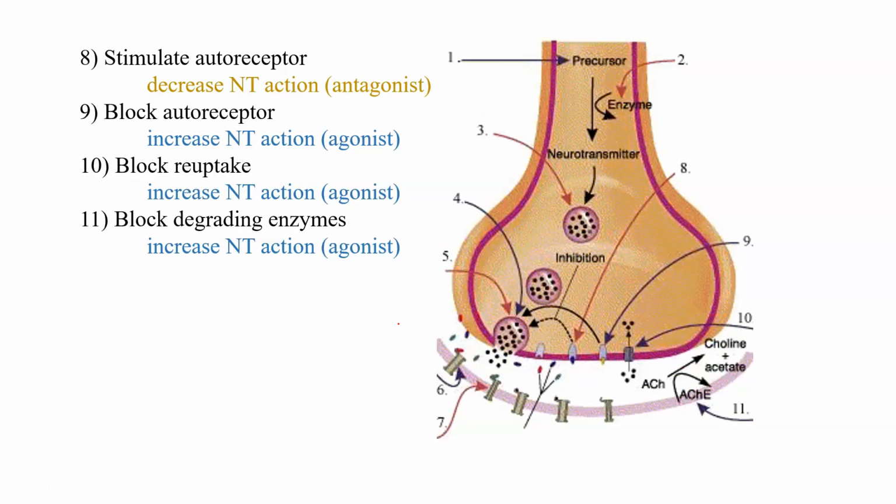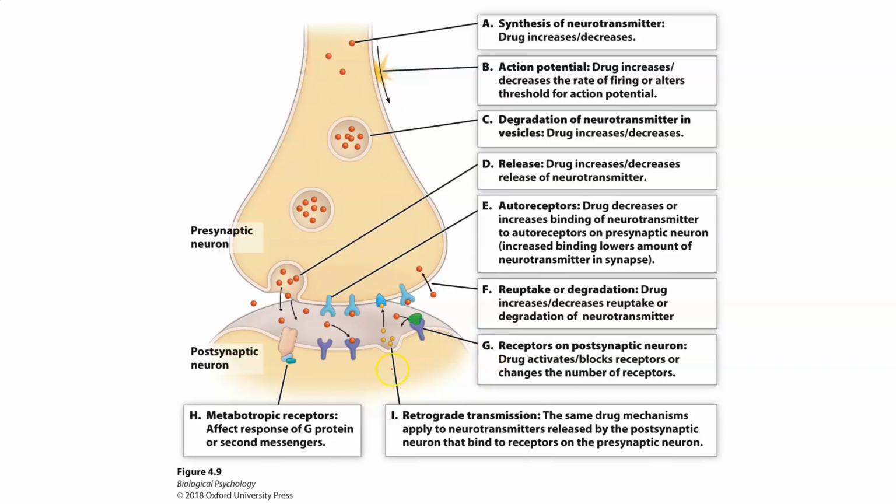So if this was a little bit hard to understand, I would go back and rewatch and try to make sense of what is happening if we create a drug that does each of these scenarios that I described, to explain why it is an agonist or antagonist. So it's really important that you understand what each of these steps is doing so that you can understand why actions at these 6 steps can either increase or decrease action of the neurotransmitter, making the drug an agonist or antagonist. Your textbook has a diagram here that kind of summarizes similar actions. The only one that we haven't talked about is retrograde transmission.